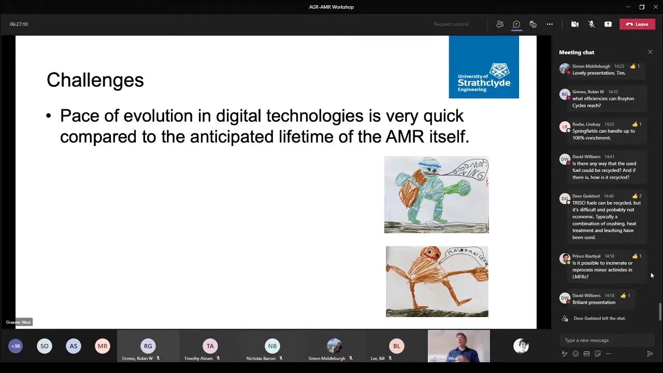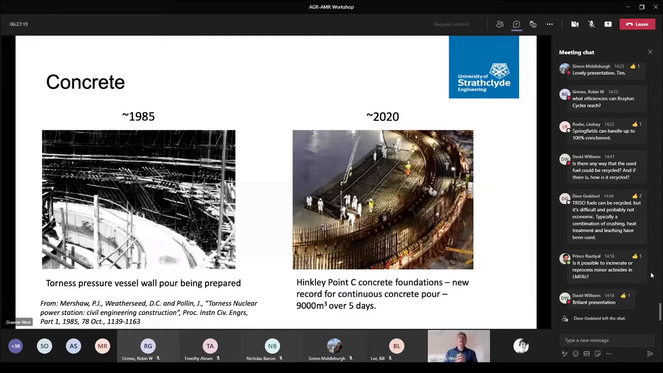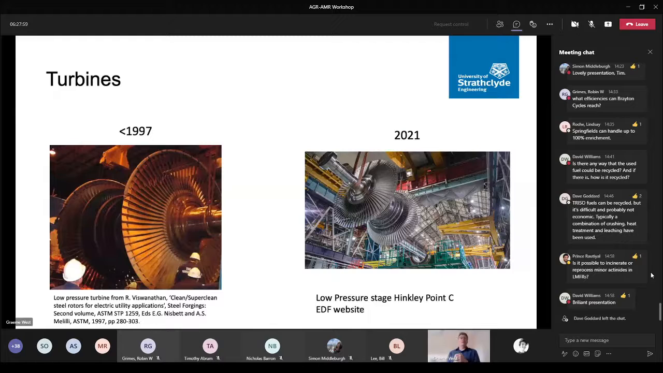If we reflect back, and I don't want to cause offence to some of my colleagues that work in other areas, but if we look at something like concrete back in 1985, and here's a picture of the pressure vessel wall being prepped, the underlying processes of concrete haven't changed significantly over the interleaving years. On the right here is Hinkley Point C's concrete foundations being poured. Yes, there have been big advances in being able to do that at a bigger scale and more efficiently, but fundamentally the concrete looks the same and does the same sorts of jobs. If we look at steam generating turbines, again, manufacturing technologies have moved on and materials have become better, but fundamentally they still appear very similar.